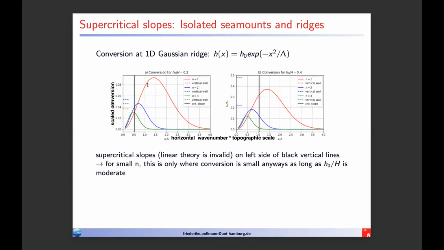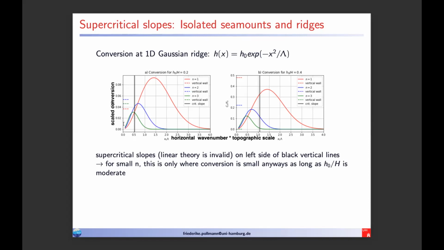So red is mode 1. This is what we want to focus on here, right? I will show the results for mode 1. Blue is mode 2 and green is mode 3. This is moderately steep, where the height of the ridge is 20% of the water column, and this is already pretty steep, where it's 40%. And these black lines show you where linear theory is invalid to the left and valid to the right.